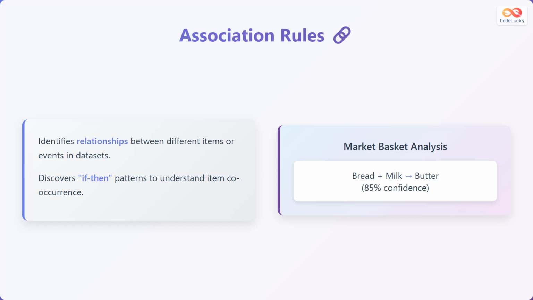Now let's delve into association rules. Association rules identify relationships between different items or events in datasets. It discovers if-then patterns to understand item co-occurrence. A classic example of association rules is market basket analysis. For instance, an association rule might reveal that customers who buy bread and milk are also likely to buy butter, with a certain level of confidence such as 85% confidence.